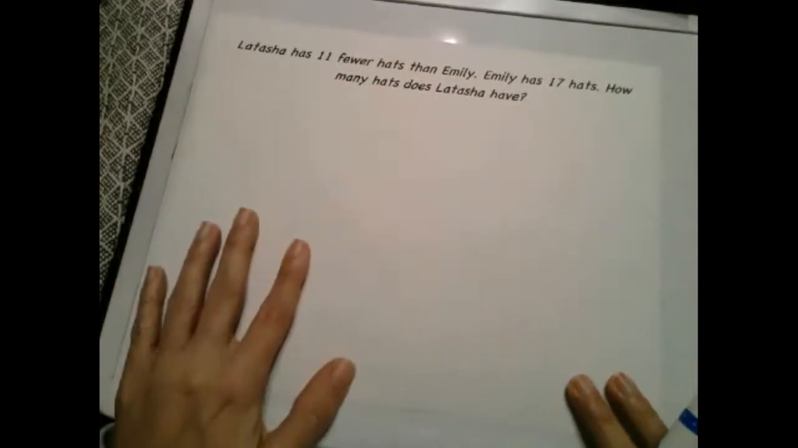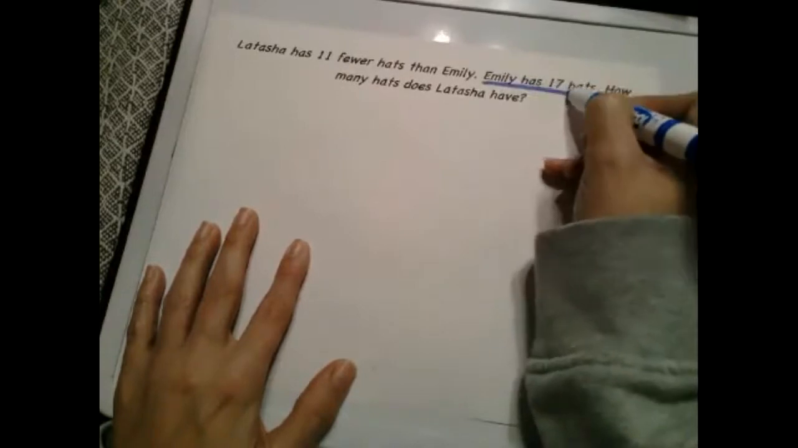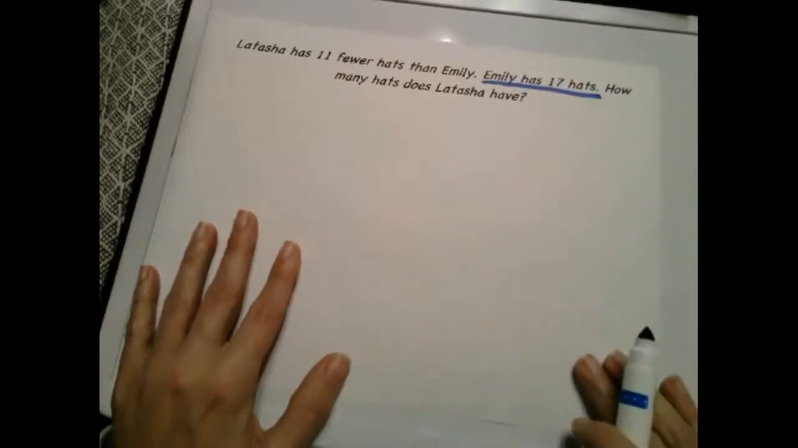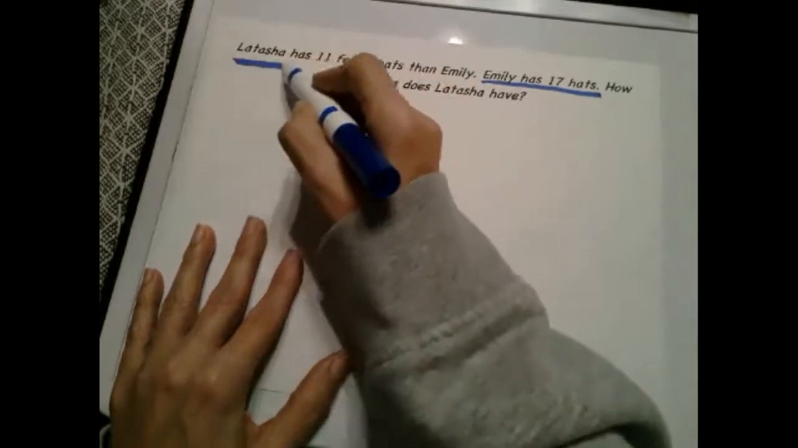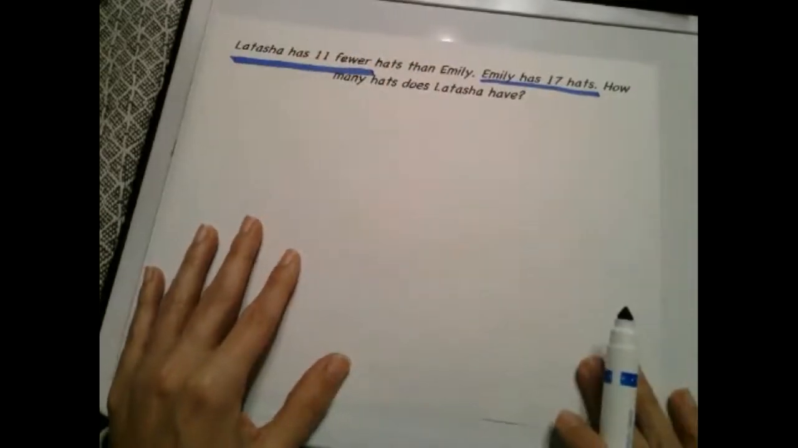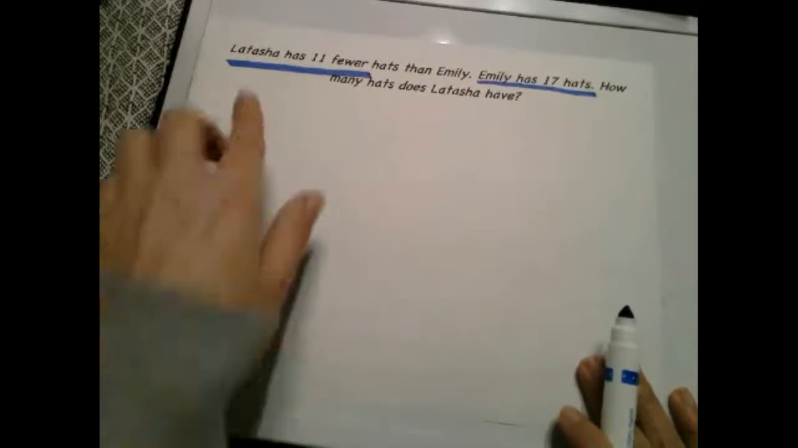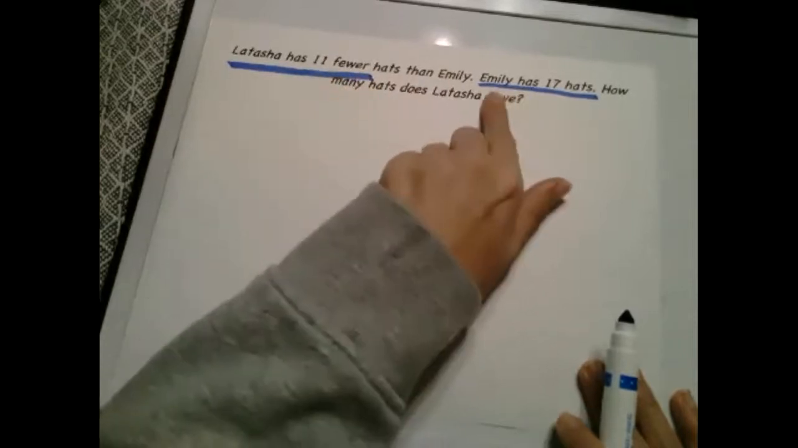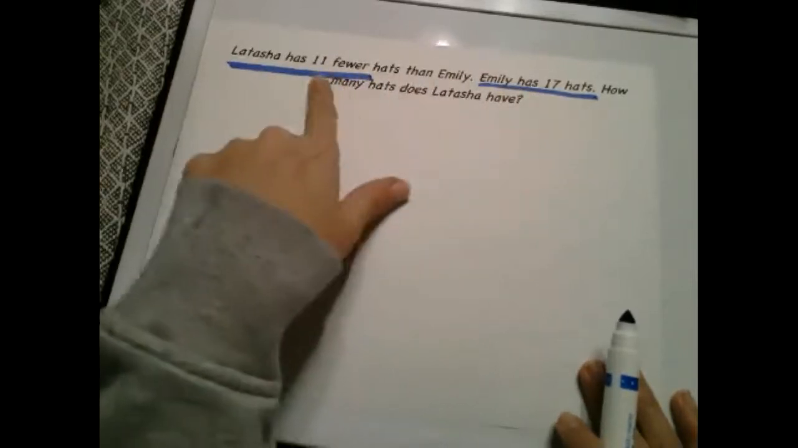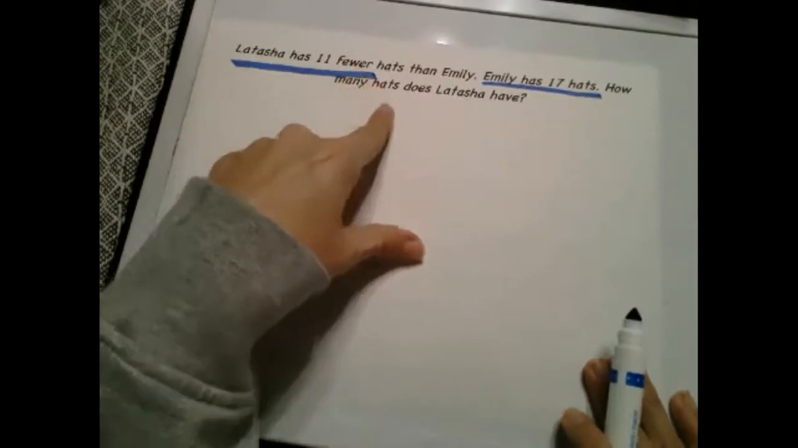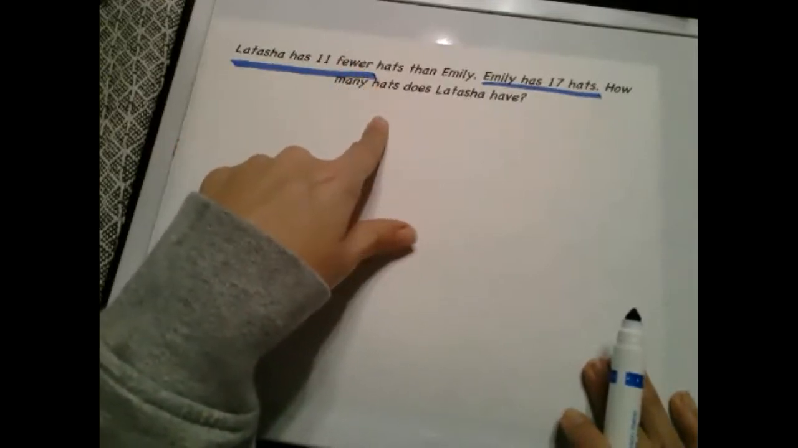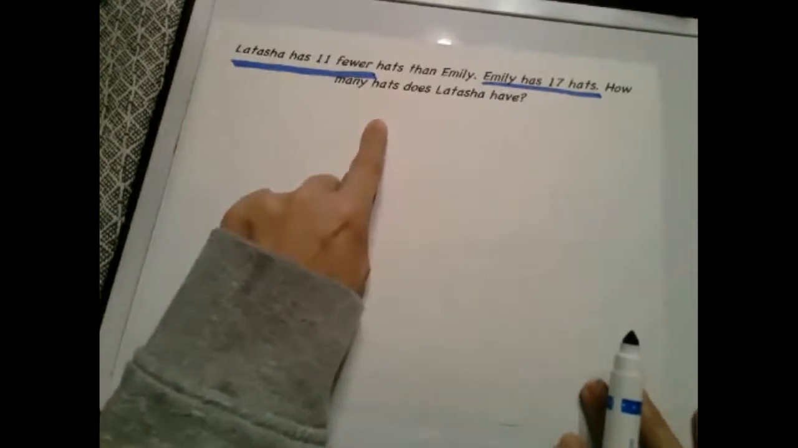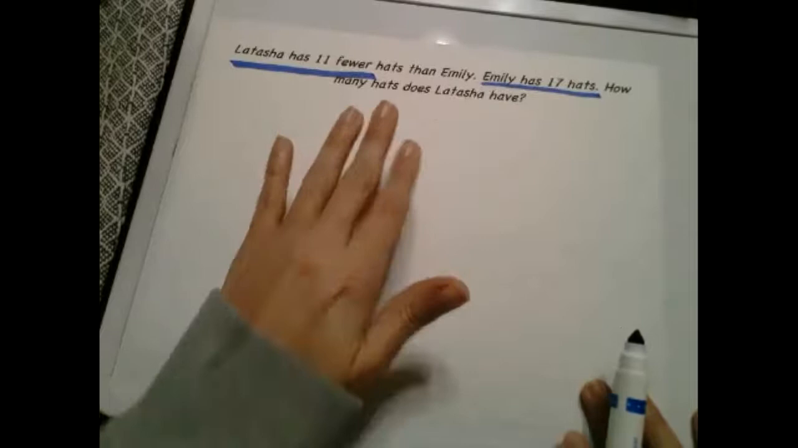Let's think about what we know. We know that Emily has 17. We know that Latasha has 11 fewer. There's that word again. Latasha has 11 fewer hats than Emily. I know that Emily's going to have more hats because Latasha has 11 fewer. So what type of problem or equation could you write to help you solve? Go ahead, get your equation written, and then try one of the models or strategies that we have used. When you're ready, hit play.